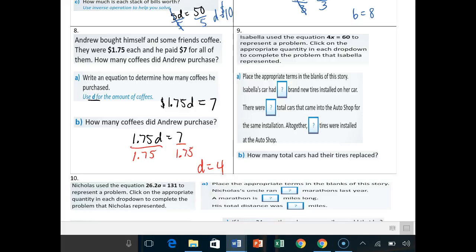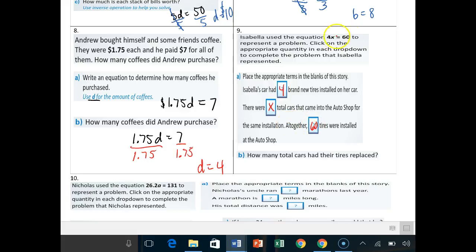Question 9. Isabel used an equation 4x equals 60 to represent a problem. Click on the appropriate quantity and drop down to complete the problem. So, Isabel's car had 4 brand new tires. There were X amount of cars in the auto shop for the same installation. Altogether, 60 tires were installed.